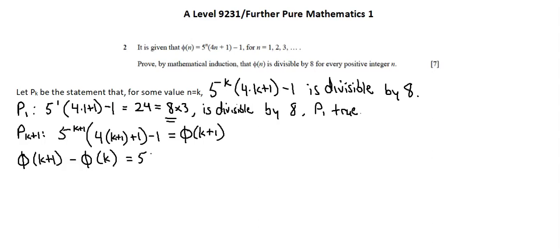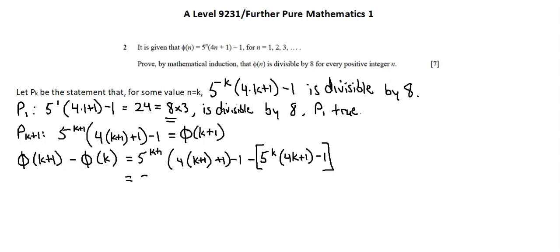We have 5 to the power of k plus 1 times (4 times (k plus 1) plus 1) minus 1, minus phi of k, which is the original expression given, replacing n with k: 5 to the power of k times (4k plus 1) minus 1. I need to bracket the entire expression phi of k to ensure that I distribute the subtraction correctly. When I work through the algebra, I end up with the expression 8 times 5 to the power of k times (2k plus 3). Now notice this expression is multiplied by 8, therefore it's divisible by 8.